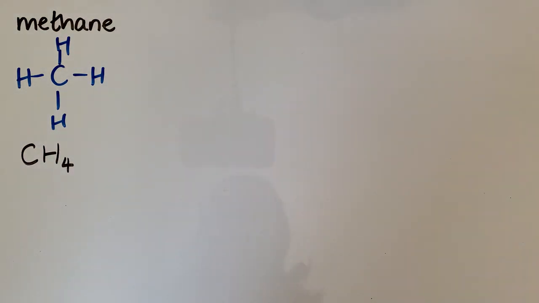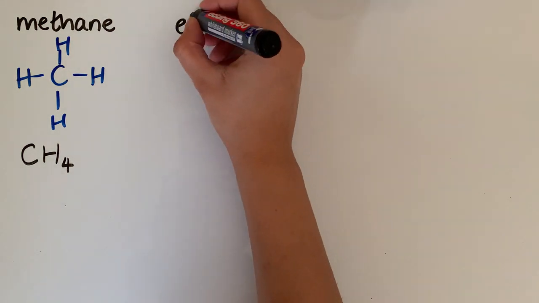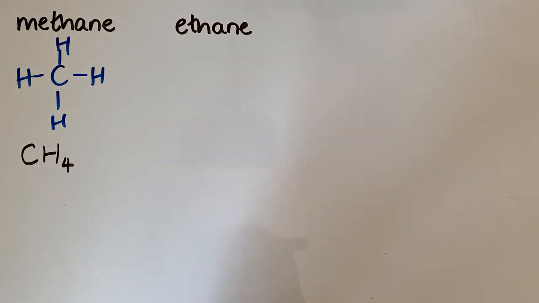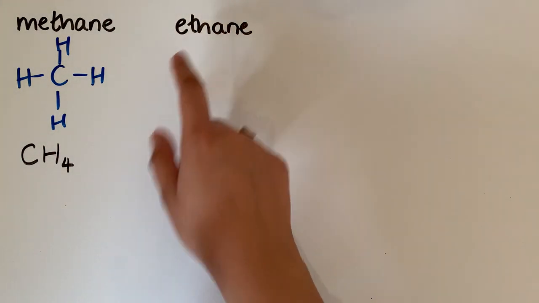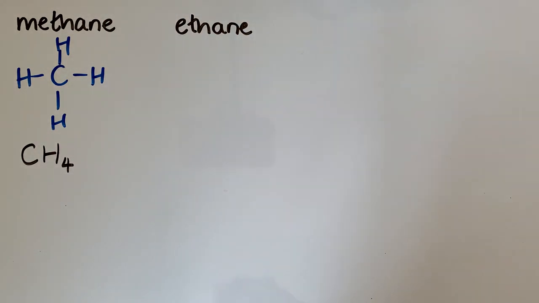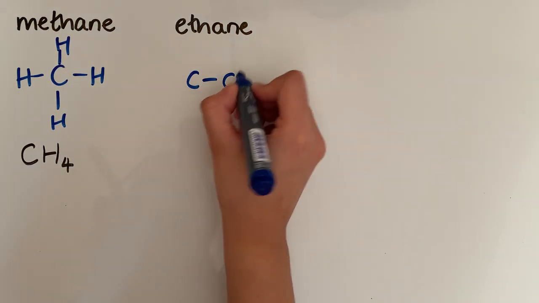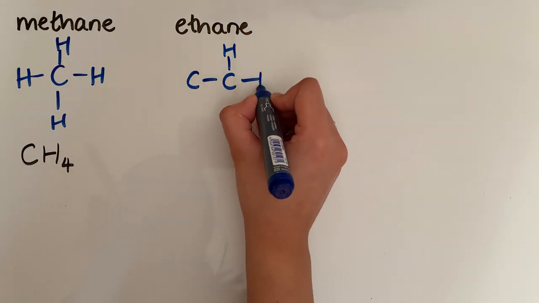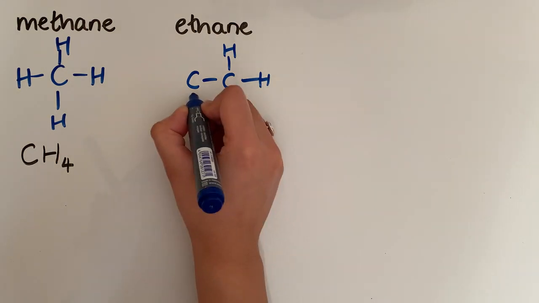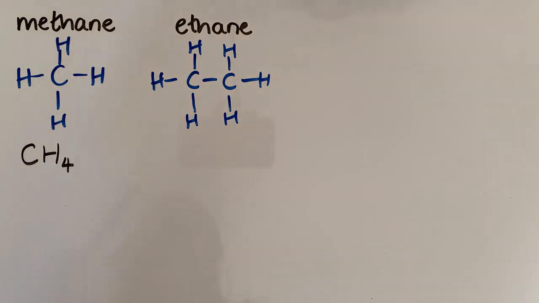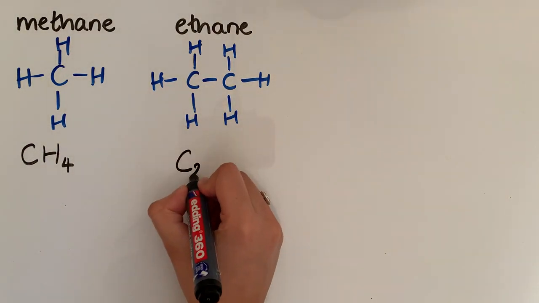The next one in this series is ethane. Again, it ends in "ane" because it's an alkane. "Eth" represents 2, so this one is going to have 2 carbon atoms in the chain. Again, double check that we have 4 bonds around each carbon. And the molecular formula for this, as we can see, is C2H6.